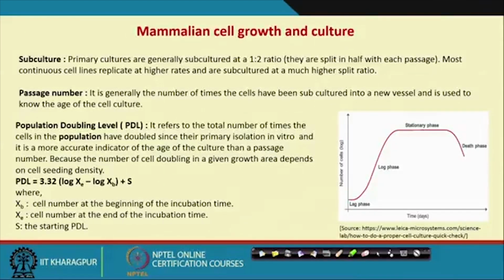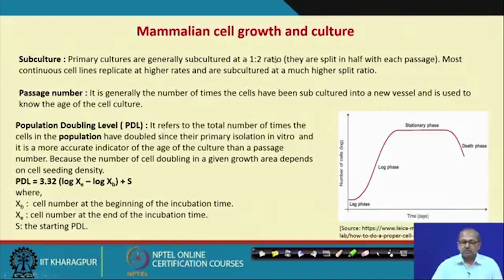So, if you want to grow those cells, we have to subculture them. What is subculture? Primary cultures are generally subcultured at a 1:2 ratio. They are split in half with each passage. Most continuous cell lines, meaning immortal cells, replicate at higher rates and are subcultured at a much higher split ratio, meaning 1:4 or 1:6.